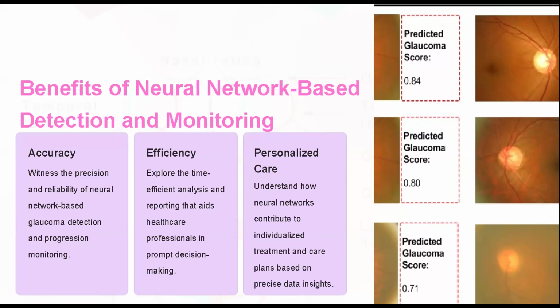Okay, so neural networks are more efficient than normal doctors, and neural networks provide personalized care. They do not need personal data, only clinical data. So this solves ethical problems.